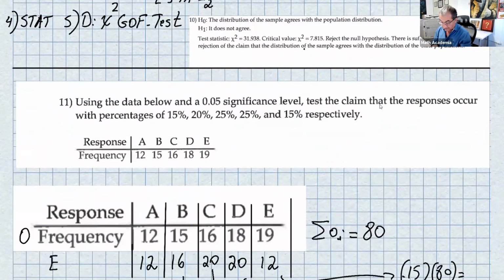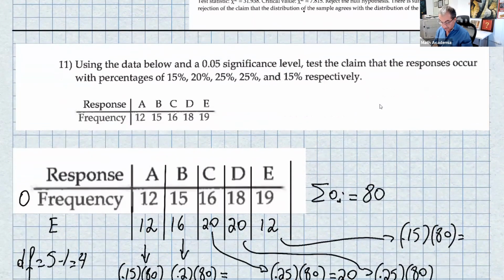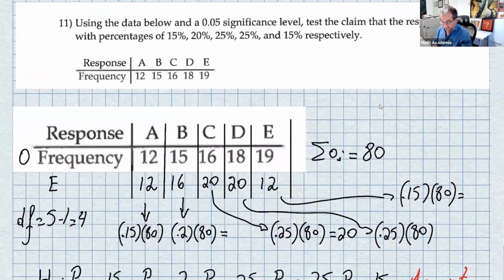Number 11, using the data below at 0.05 significance level, test the claim that the responses occur with percentages of 15, 20, 25, 25, 15 respectively. So these are the observed frequencies you're given, and that's what we have. The expected ones, you can say 15% of the total. The total here is 80. 15% of 80 is 0.15 times 80, which is 12.